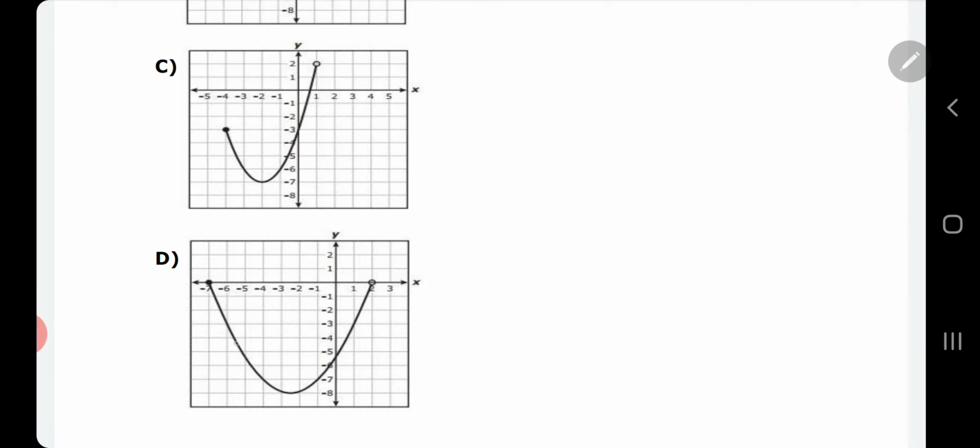So once again, a continuous function, and we go right all the way up to 2, but not including 2. And then we're less than 2. So D is the correct answer choice.